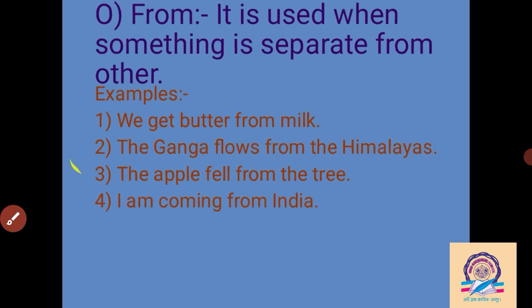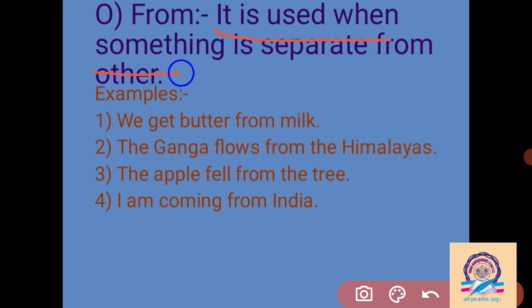Then last, from. It is used when something is separated from another. So for showing separation from another, like we get butter from milk. So butter is separated from milk. When something is separate from another thing, at those times we have to use from. Like butter is separate from milk.